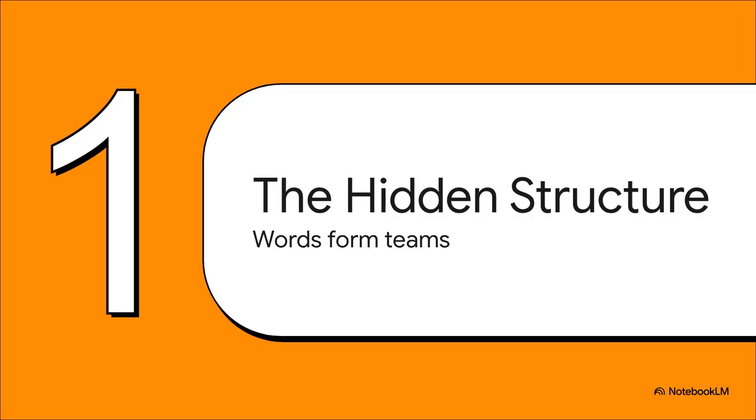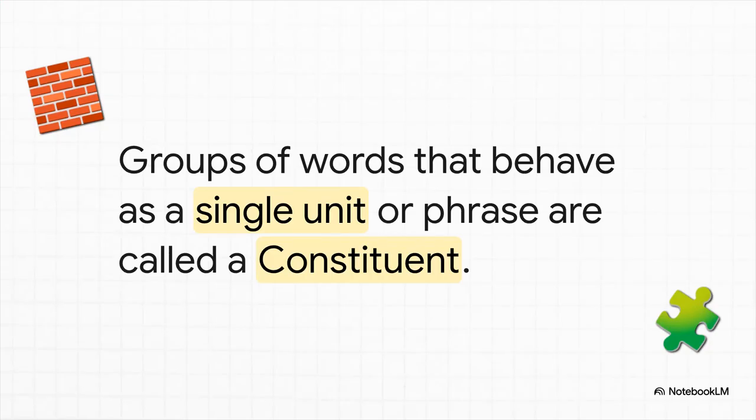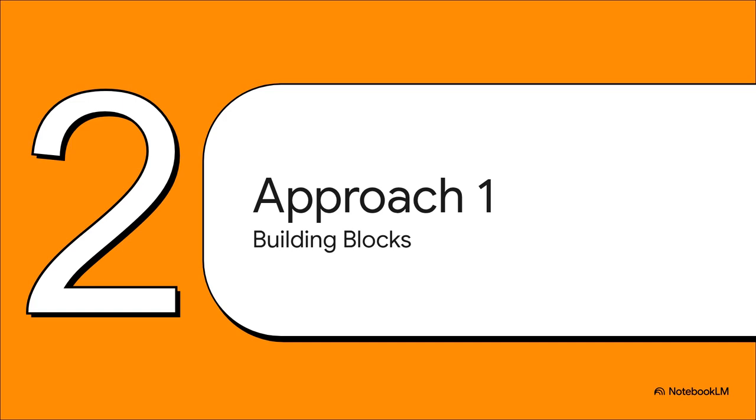So what does this hidden structure even look like? Well, it all kicks off with a pretty simple idea. Words don't fly solo. They actually team up. And these little teams are called constituents. So take a phrase like the morning flight. Those three words, they act as one single piece, a noun phrase. You can swap it out, you can move it around the sentence as a block, because grammatically, it's a single unit.